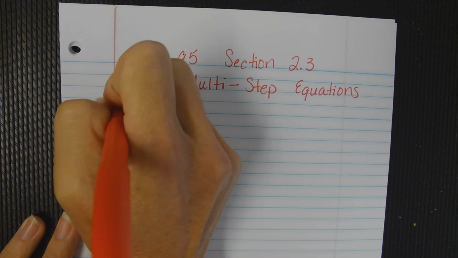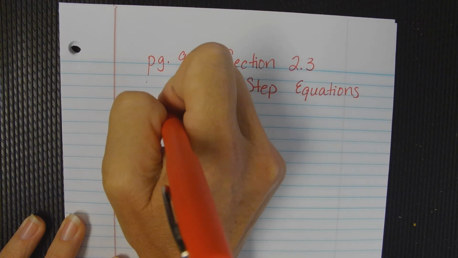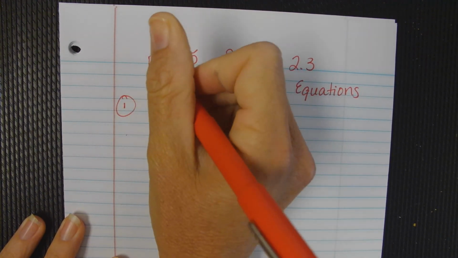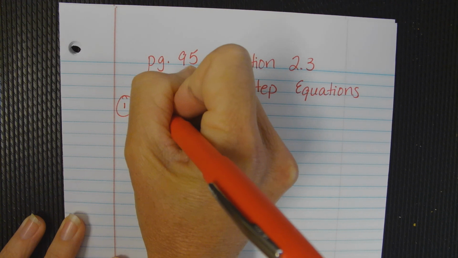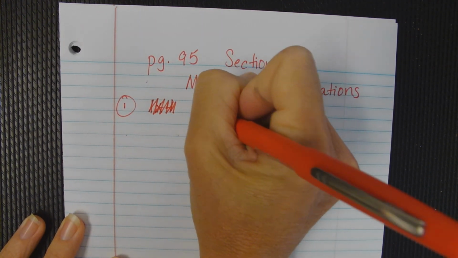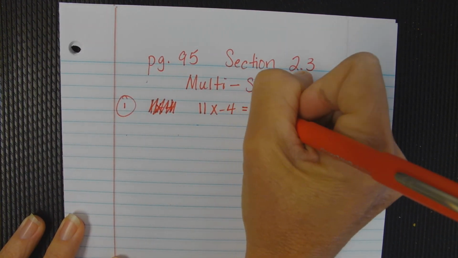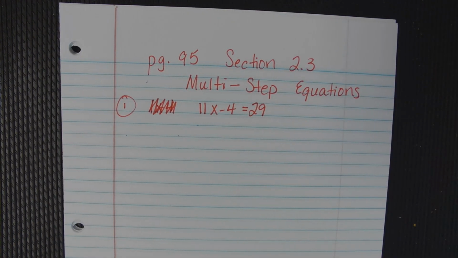I am just going to start out with an example. 11x minus 4 equals 29. This is done the same way we did it yesterday. Focus on the variable and look at what's in the way. What do I need to move? Today, we're going to have 1 or 2, possibly 3 things, quote unquote, that we need to move.